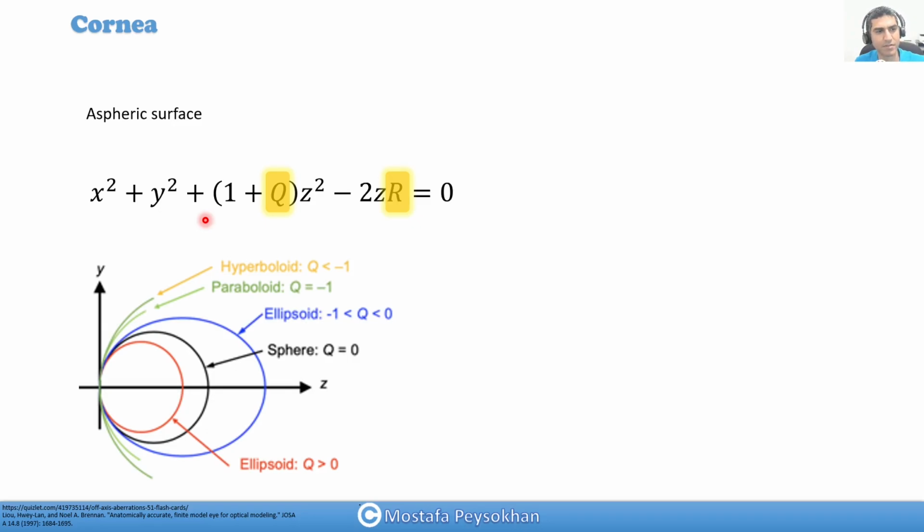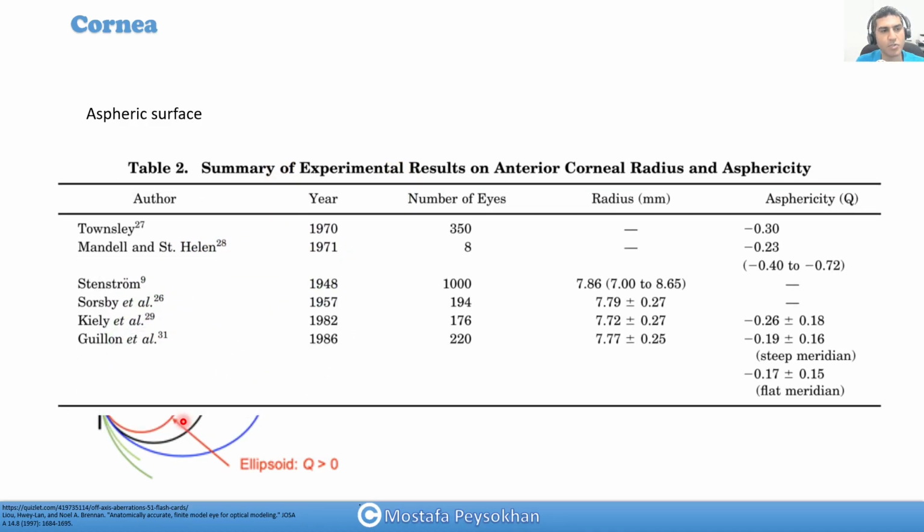When Q is smaller than -1, the shape is a hyperboloid. When it is exactly -1, it's a paraboloid. When it is between -1 and 0, it's an ellipsoid, but you can see the effective diameter is bigger than the spherical surface. When Q is 0, it's obvious, this is a sphere. And when it is positive, it's again an ellipsoid, but you can see it's inside of that bigger sphere. Here I'm showing some numbers for the anterior corneal radius and asphericity.